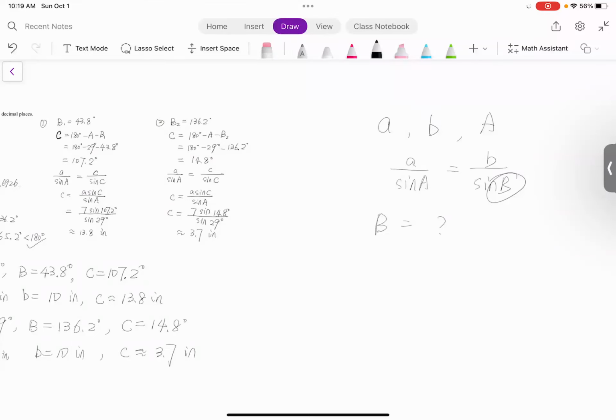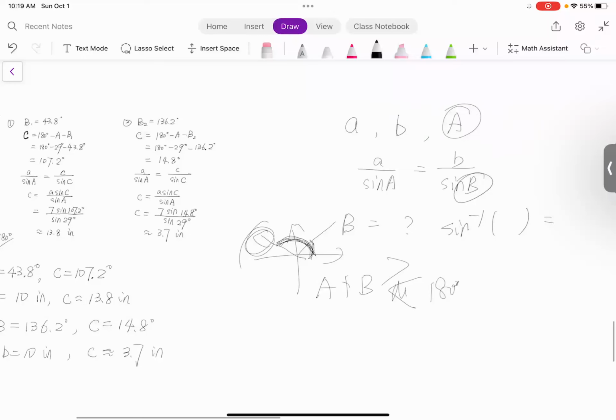So B equals something. I can use the inverse function to find B. But for solving B, I may have one case in the first quadrant. Maybe I have another angle in the second quadrant. If I choose the second quadrant, my triangle has an obtuse angle. I need to add this angle to the given angle A. If I can prove A plus B is less than 180 degrees, I could have 2 cases. So I can keep B1 and B2. And if the sum is greater than 180 degrees, that means we only have 1 case.